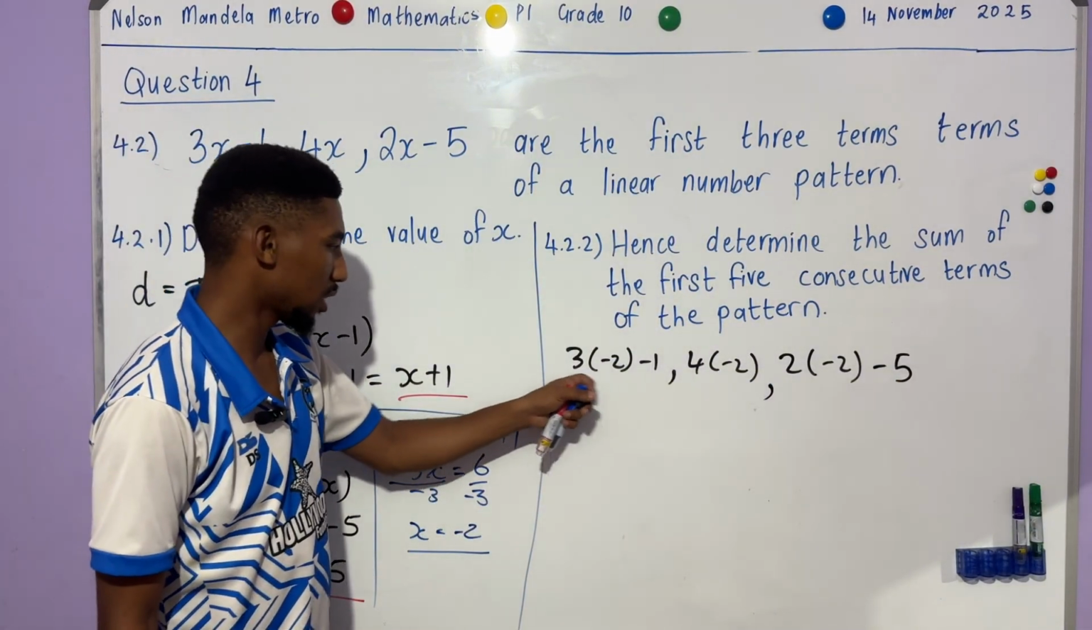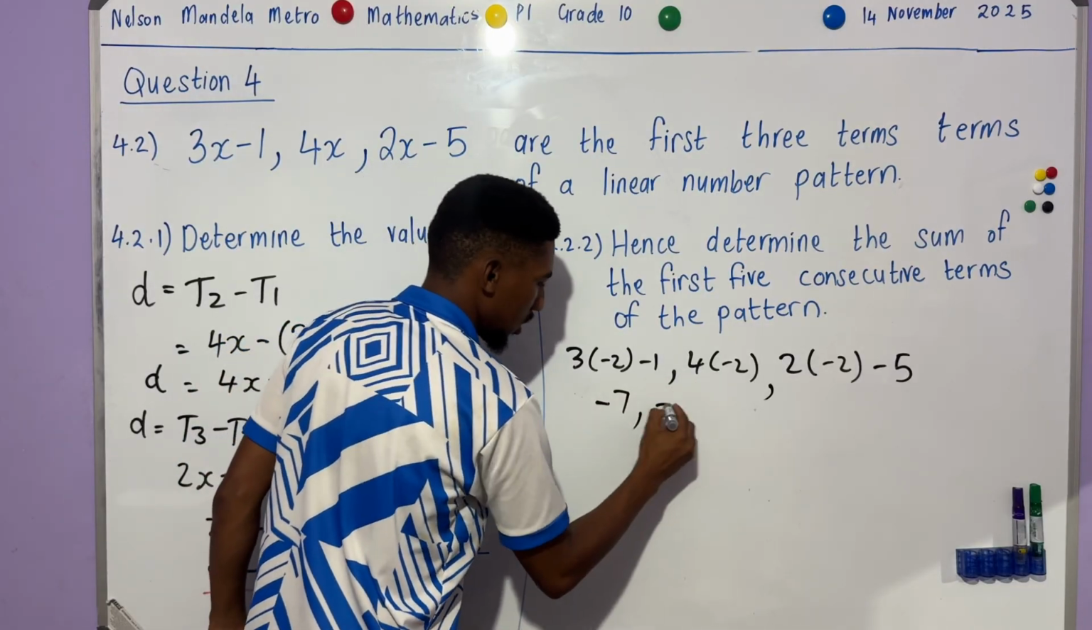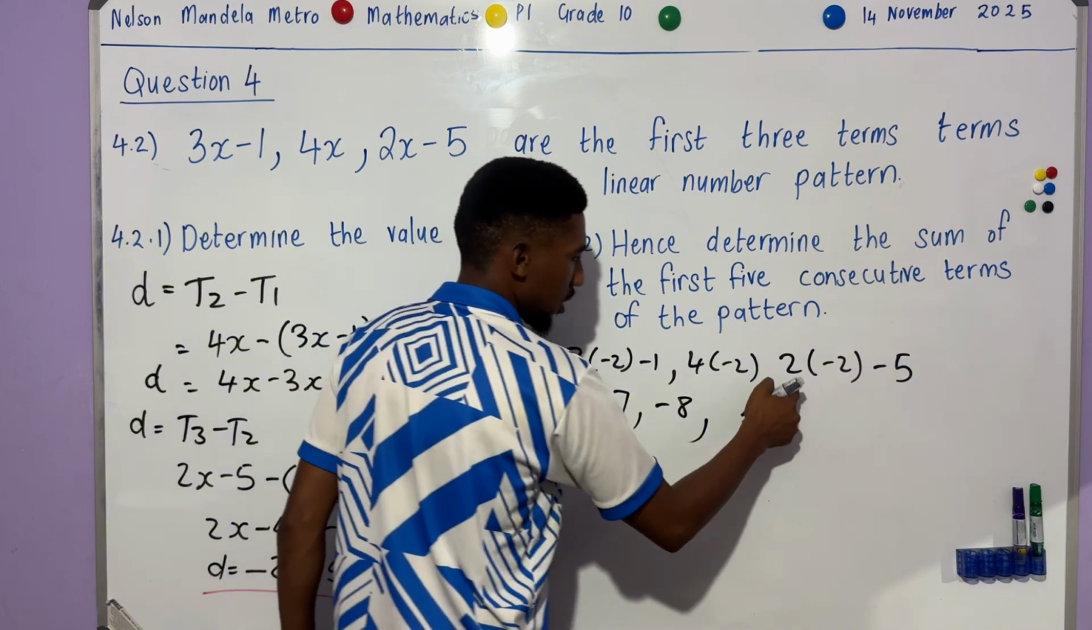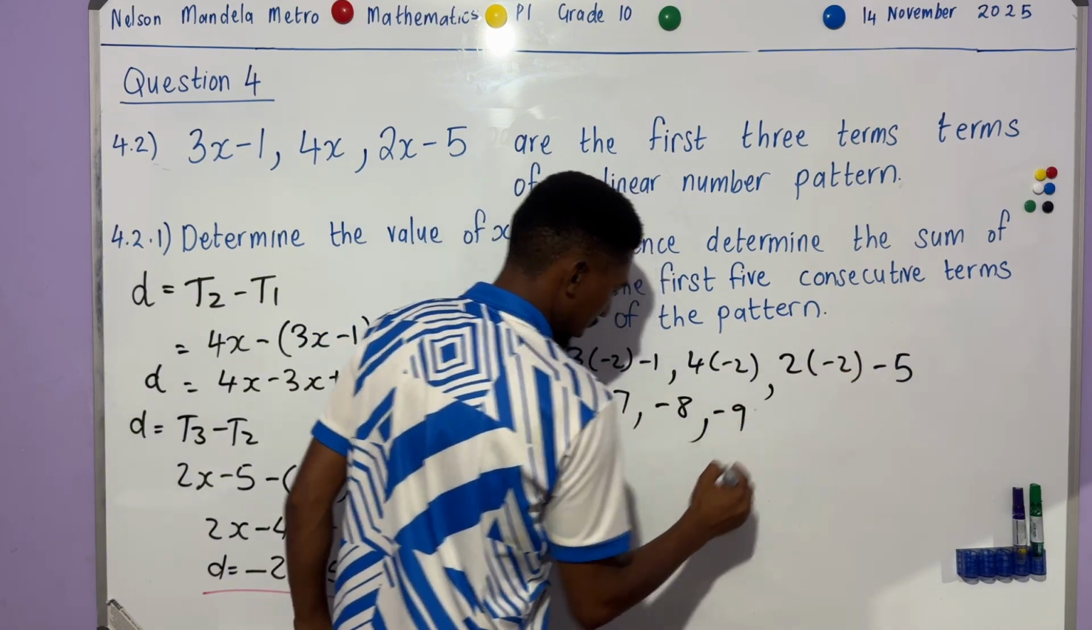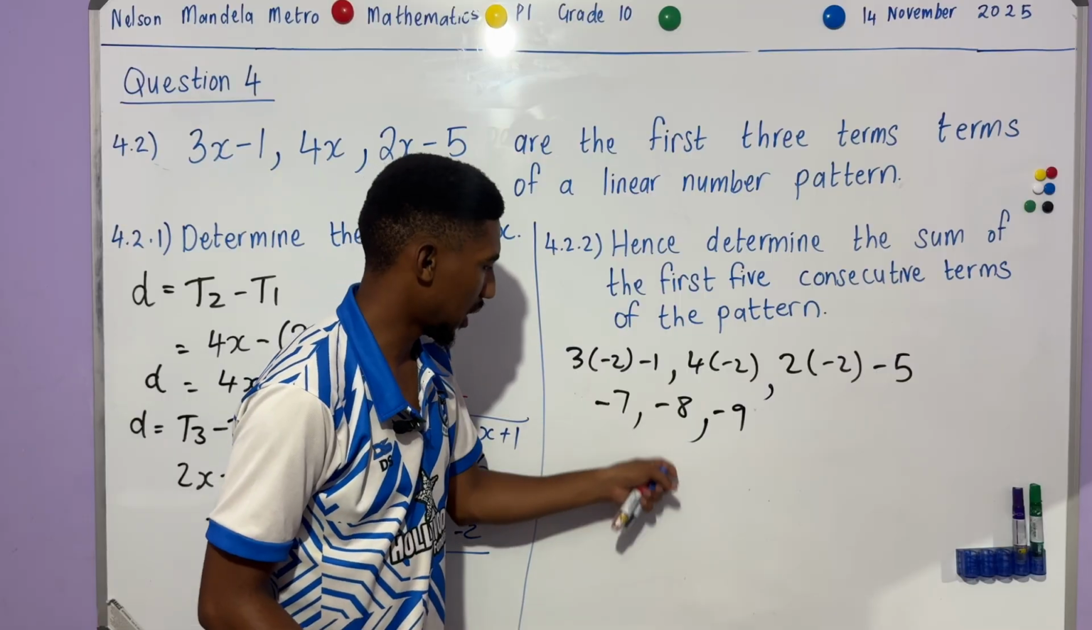So this is minus 6 minus 1. So the first term is minus 7. This is minus 8 over there. And the third term minus 4. This is minus 9. Now what I can see here, I can see that it's minus 7, minus 8, minus 9.